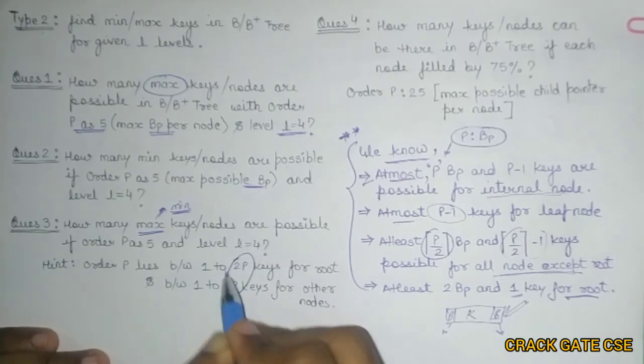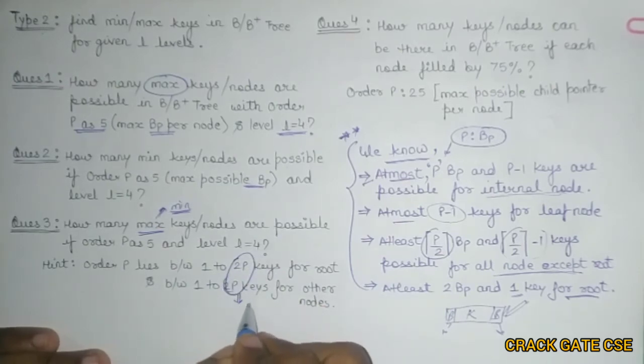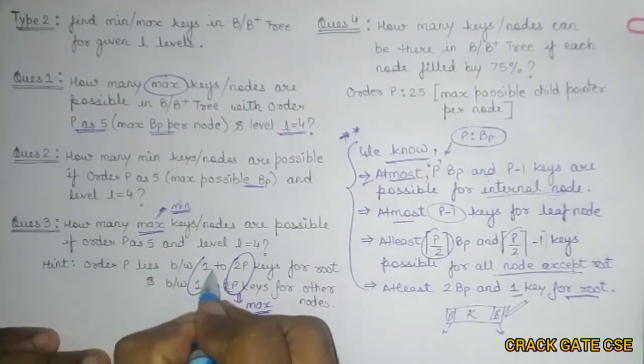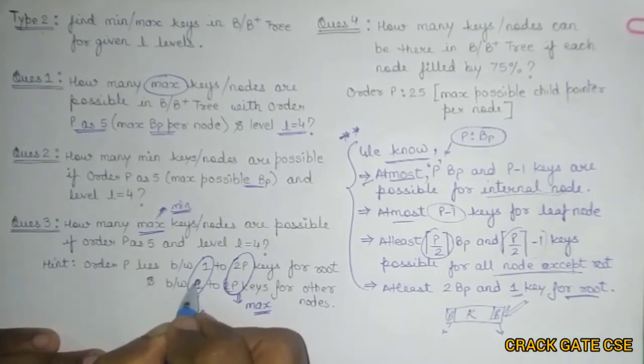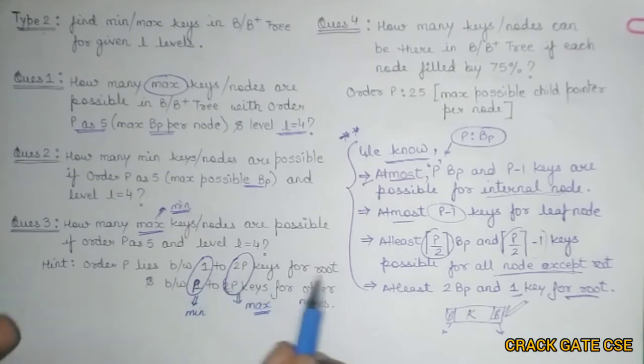So here you can see this 2p. So this 2p would be used to find out the maximum keys or nodes, and this 1 would be used to find out the minimum, right? I think that it would be p, not 1. Yeah, this would be p. So between 1 to 2p for root, p to 2p for other nodes, right? So just pause this particular video and try to solve this on your own, right? So I hope you tried it on your own, and in case you find any difficulty, let me discuss the solution as well.